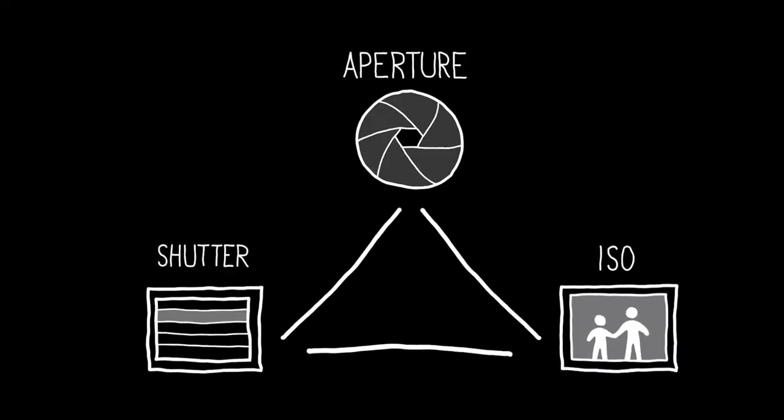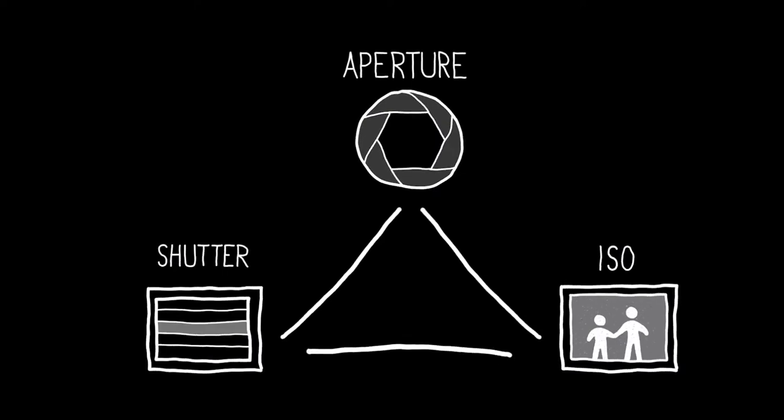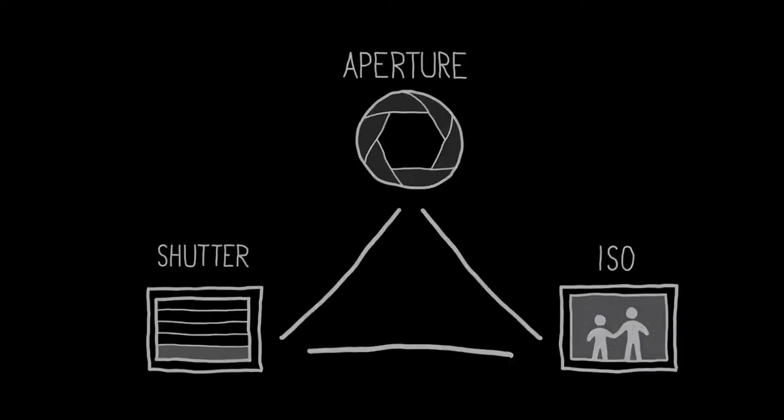In order to balance these camera settings, you must prioritize the exposure triangle in a way that best presents your subject. To lock in your understanding, I'm going to show you each individual camera setting and the way that it affects an image. First up, shutter speed.